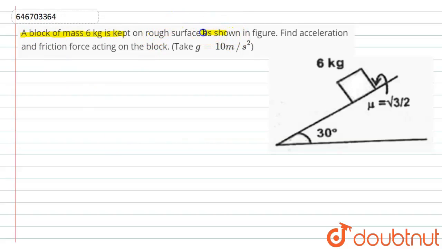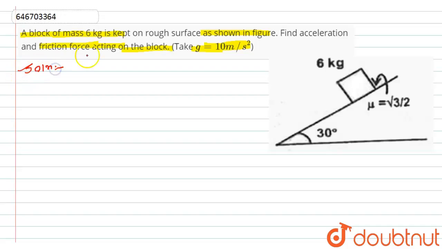Hello students, so the question is: a block of mass 6 kg is kept on a rough surface as shown in the figure. Now we have to find the acceleration and friction force acting on the block, while we have to take the value of g as 10 meter per second square. So let's see the solution here.